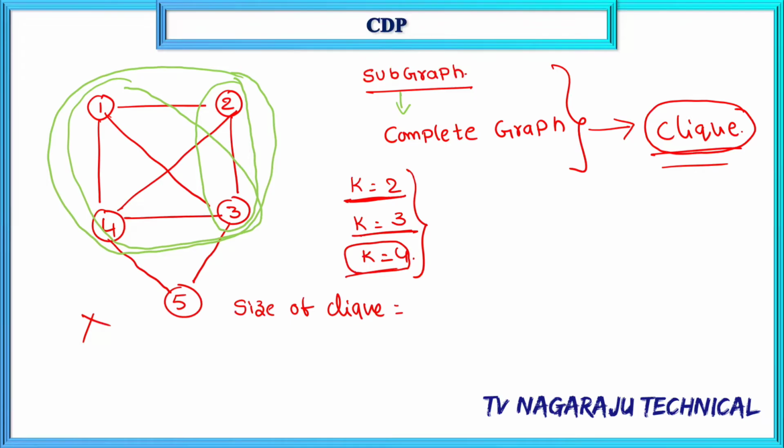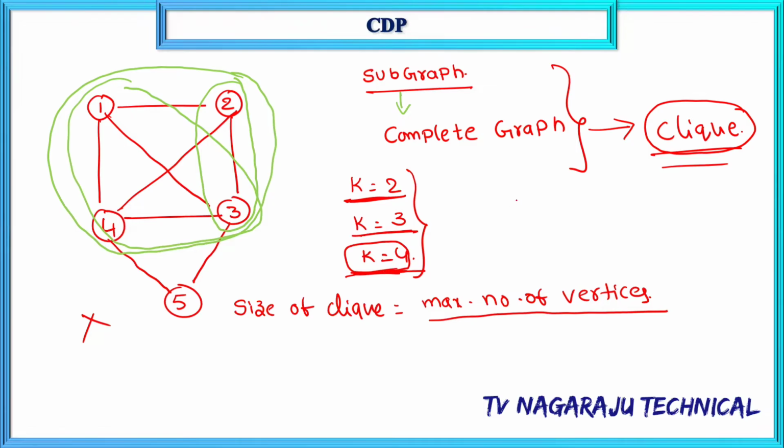Now, what is the answer? Simply, the size of a clique is equal to the maximum number of vertices. The maximum number of vertices is called the size of a clique. Now, what is the clique size? Among all the subgraphs, for k is equal to 4, the subgraph is formed with the maximum number of vertices.